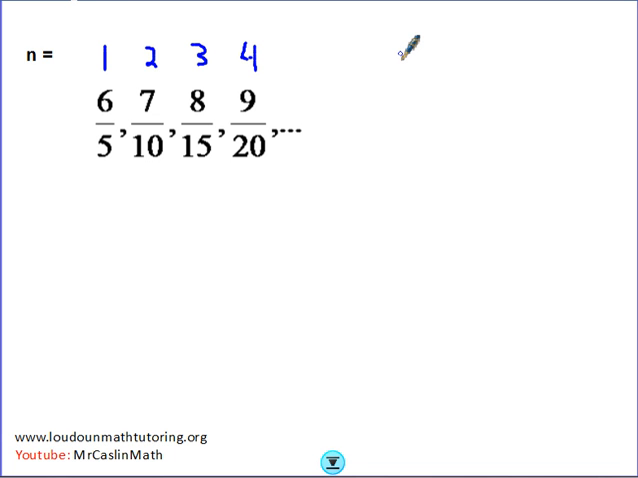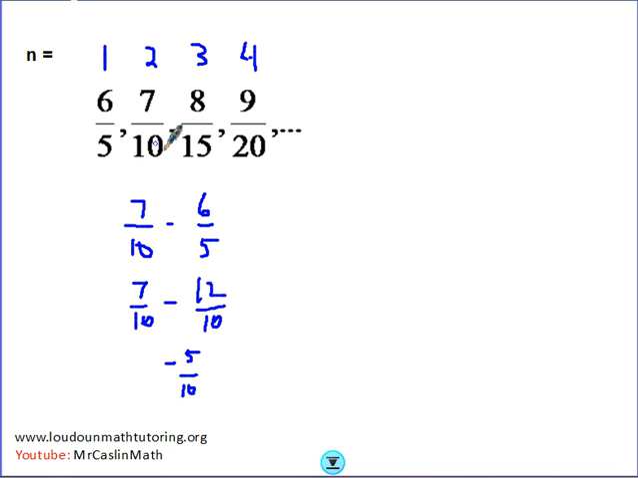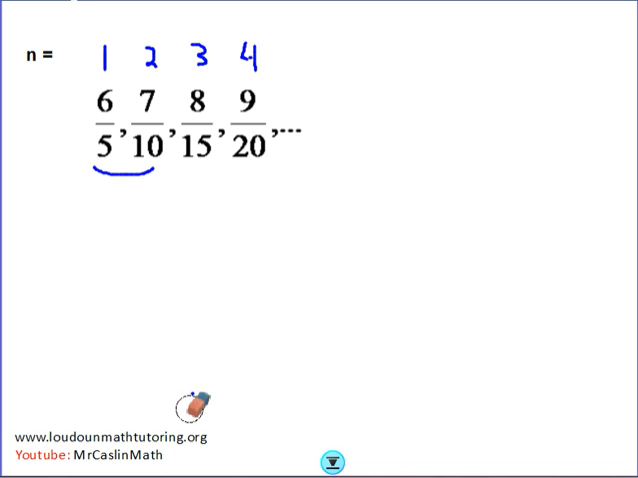If it's an arithmetic sequence, you would take the second number in the sequence, subtract the first, and find the difference of those two numbers. Now remember, these are fractions. You have to find a common denominator. So you'd have 7/10 minus 12/10, which is negative 5/10. Reducing that fraction, it's basically negative 1/2. So the difference between these first two numbers is negative 1/2.